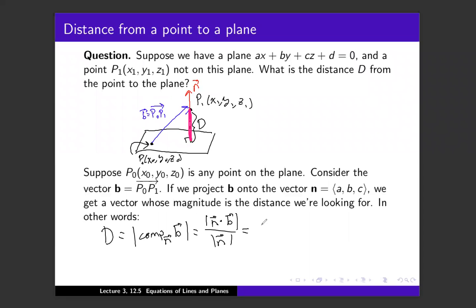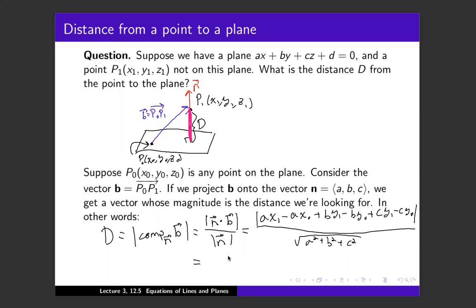You can unravel that a little bit more, and what that's going to give you in this case, n dot b, is the absolute value of ax1 minus ax naught plus by1 minus by naught plus cz1 minus cz naught, all over the square root of a squared plus b squared plus c squared.